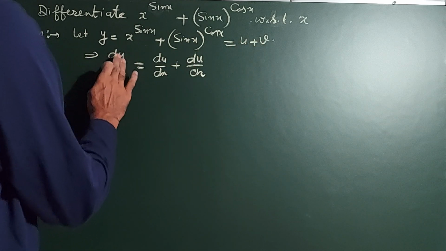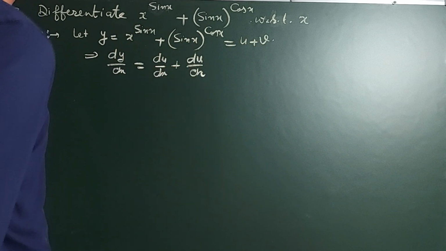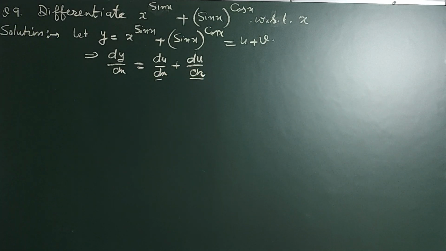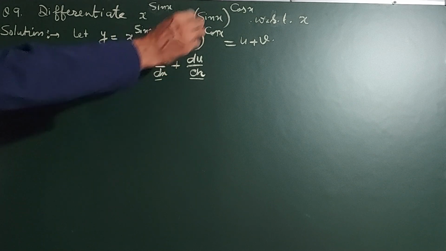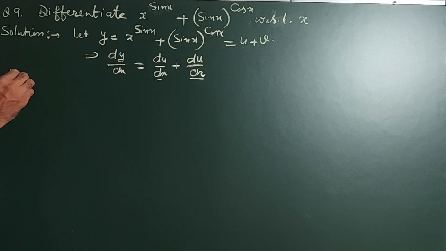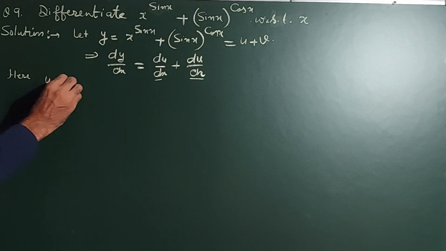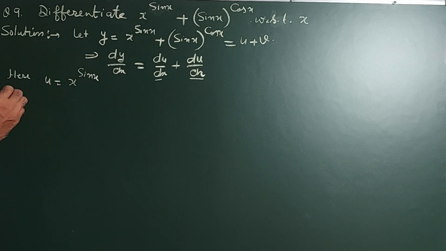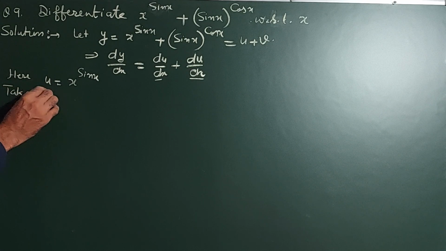So dy upon dx is equal to du upon dx plus dv upon dx. Now we are to find the two values du upon dx and dv upon dx. Here u is equal to x raised to the power sin x. So we will use here the logarithmic method. Take log both sides.